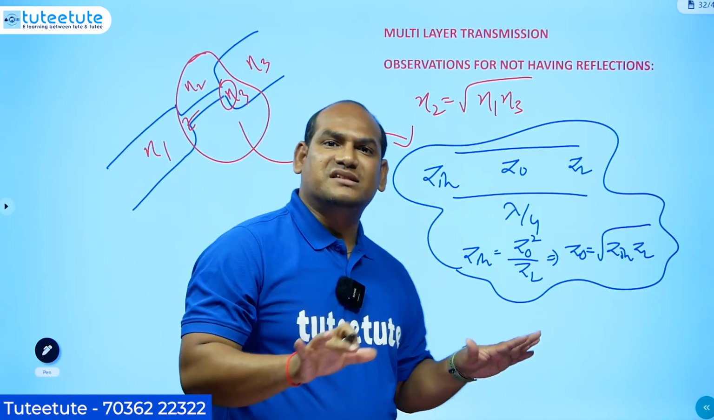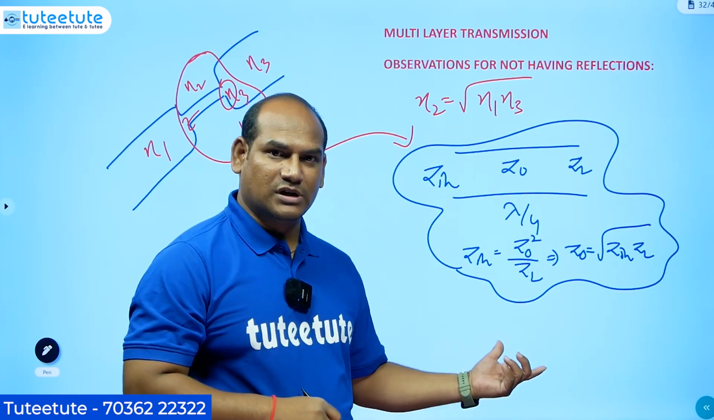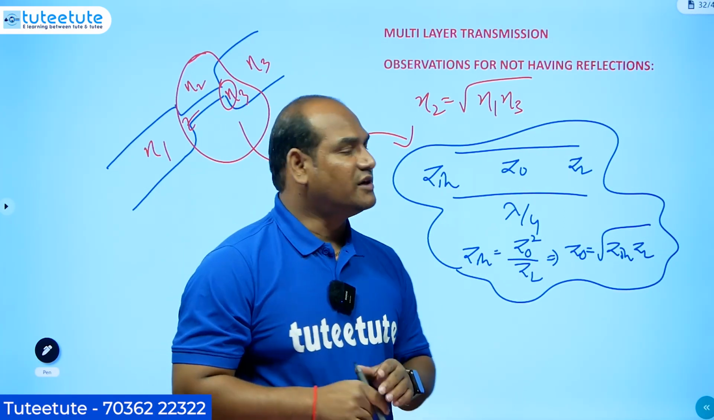So this is not a new concept. This is related to transmission line theory only, the lambda by 4 transmission line only. That is what I need to tell.